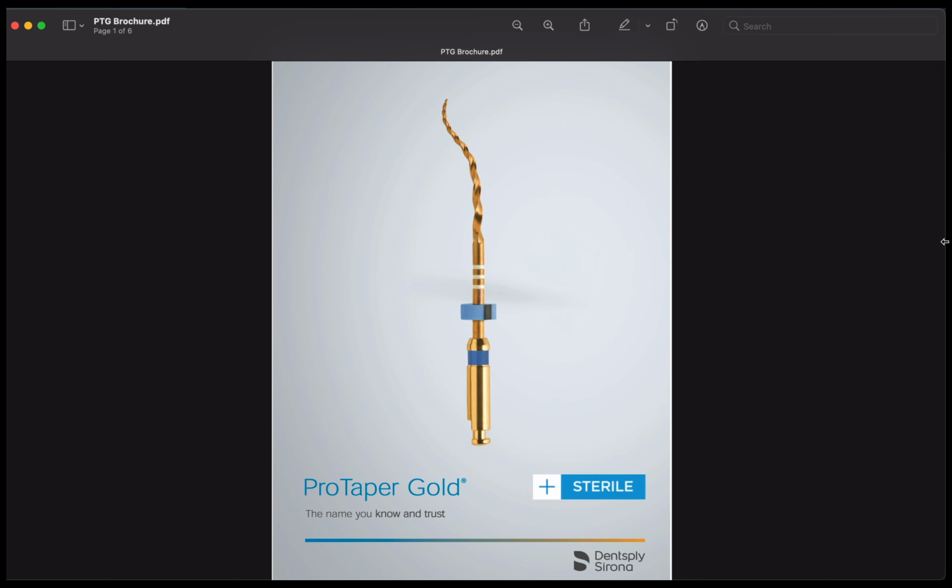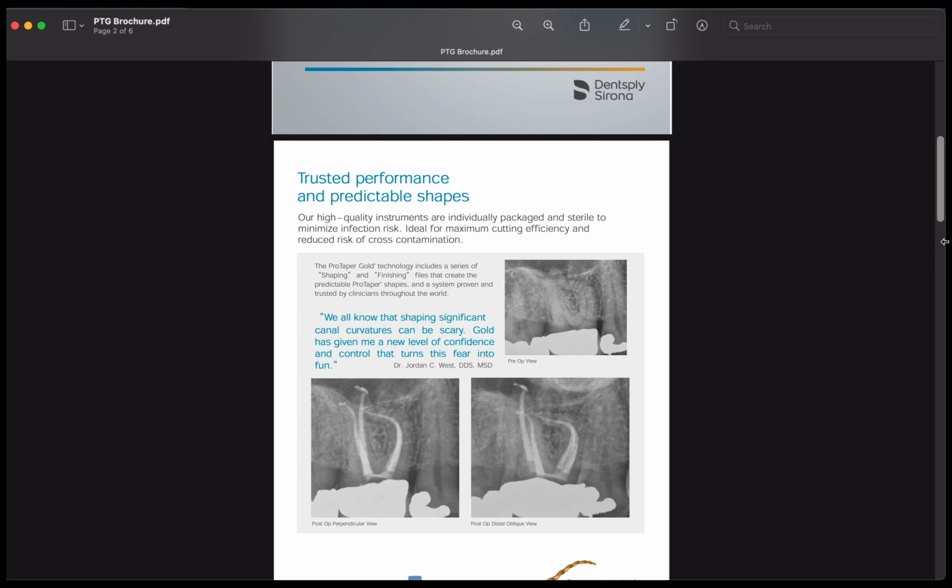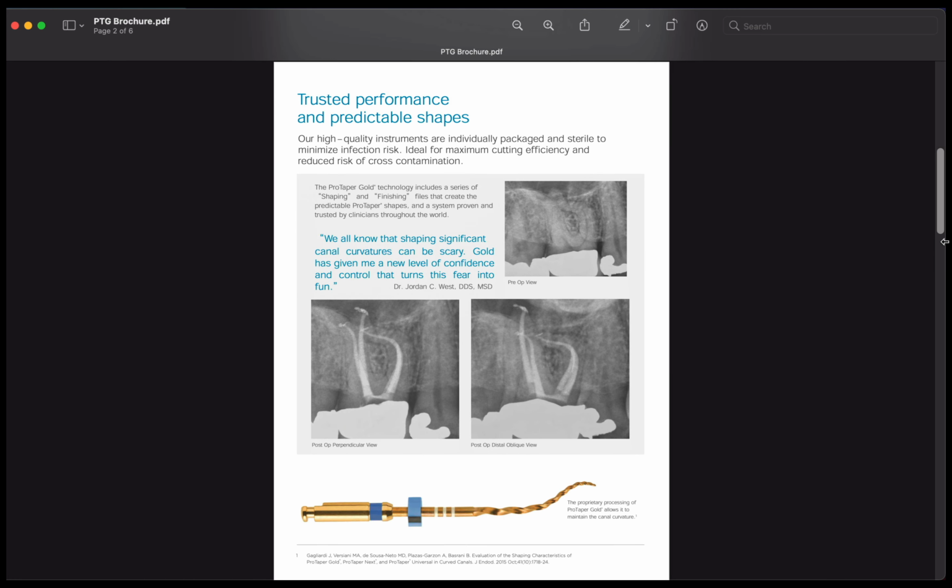Now, ProTaper in general are meant to run at a slightly lower RPM, but a higher torque setting. So you're actually going to run these at 300 RPMs, and I'll go over the torque settings in just a second. So you can see here that you can handle some pretty high curvatures using the ProTaper Gold system. This would have been very challenging, if not impossible, with the old ProTaper Universal system, which was much, much stiffer.